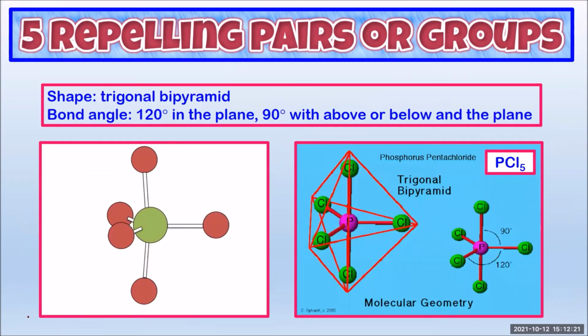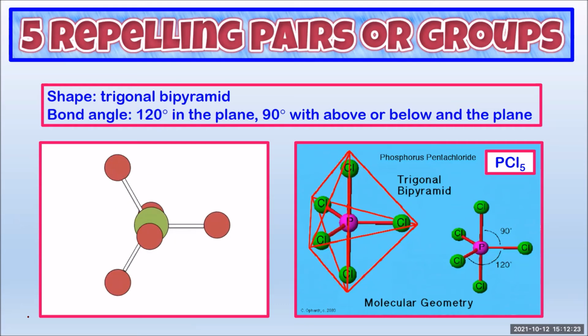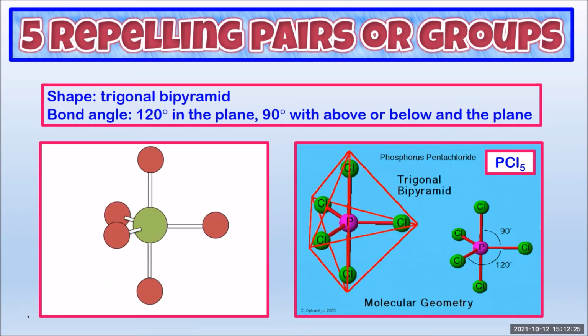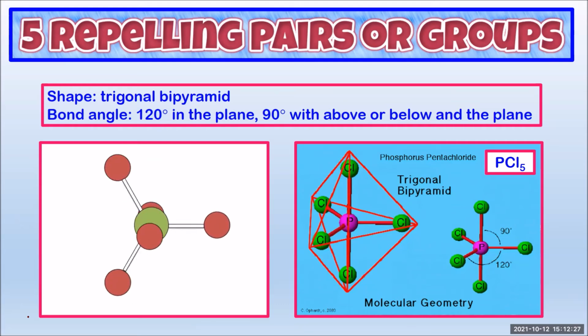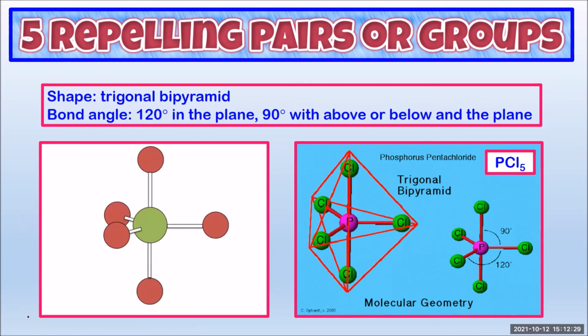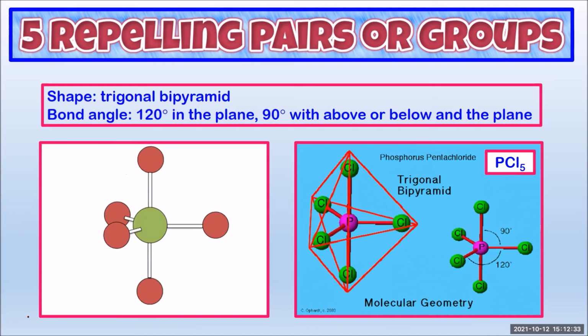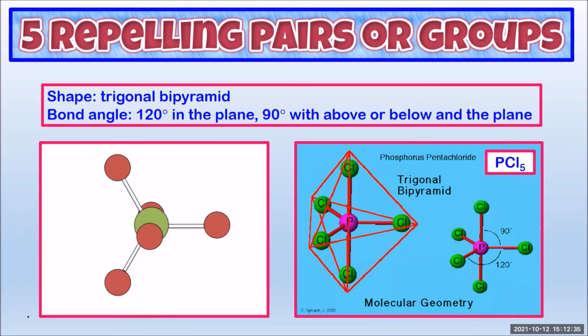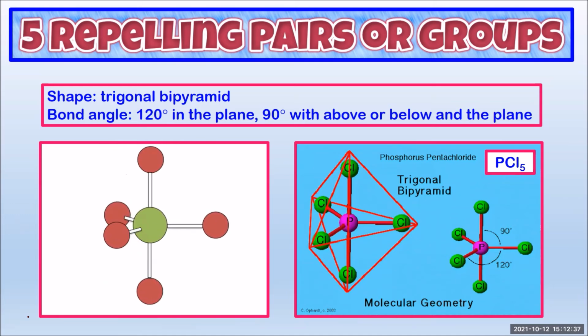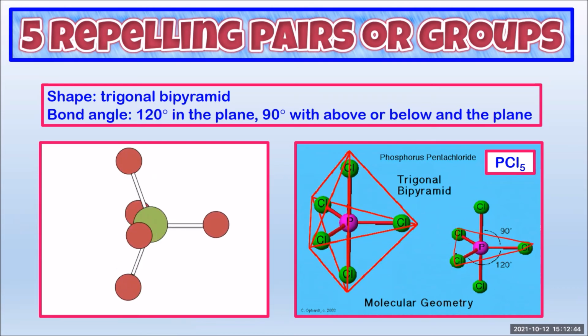If you have 5 repelling pairs, you get a shape called trigonal bipyramid. All trigonal bipyramid examples have expanded octets because 5 pairs of electrons is more than 8. There are 2 different bond angles here. 3 of the bonds are in the same plane at 120 degrees to each other. The other 2 bonds are above and below the plane at 90 degrees. Phosphorus pentachloride is your example for trigonal bipyramid.